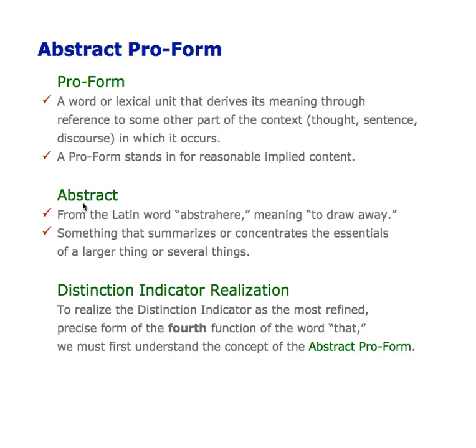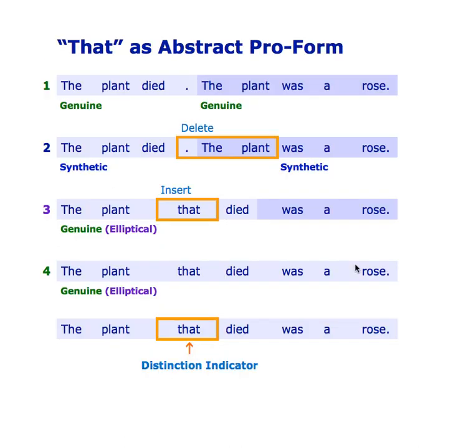Abstract. Abstract comes from the Latin word abstrahere, meaning to draw away. It's something that summarizes or concentrates the essentials of a larger thing or several things. Distinction indicator realization. To realize the distinction indicator as the most refined, precise form of the 4th function of the word that, we must first understand the concept of abstract proform. Okay, we have to first understand what this is all about to see if we actually have a distinction indicator. Now let's look at an example.